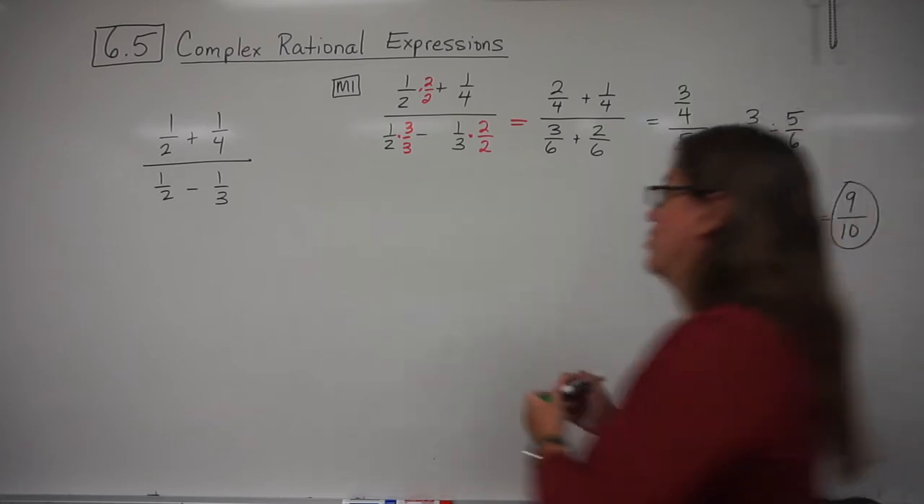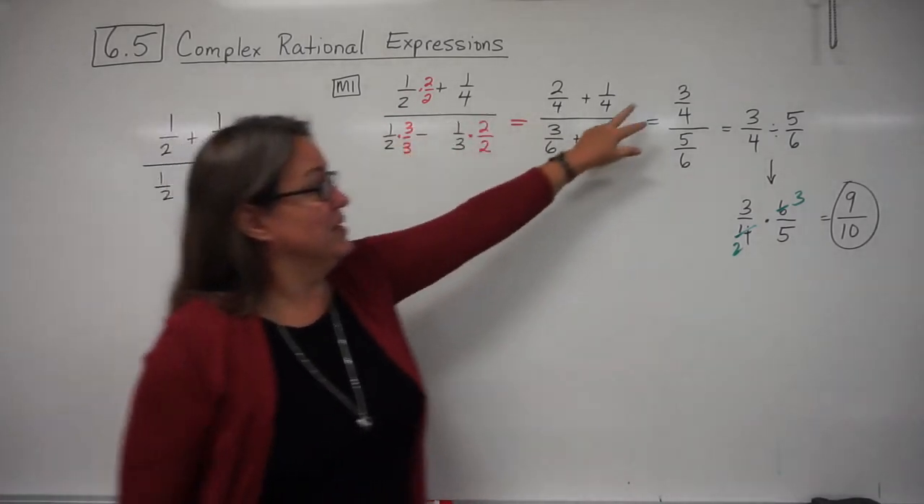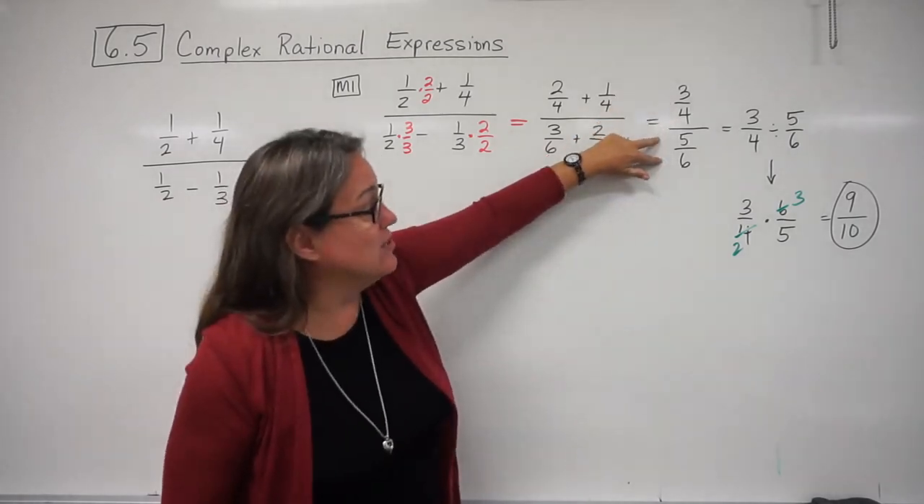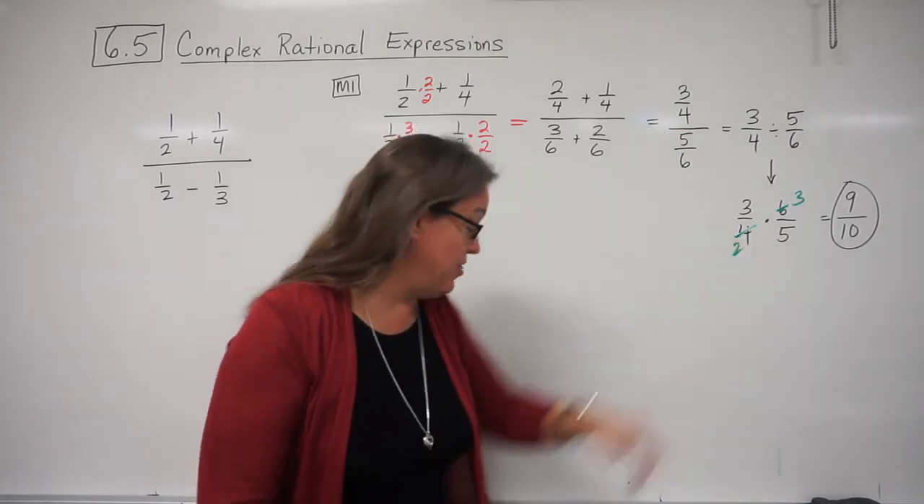So sometimes in order to use method 1, you have to go through a few steps first because you've got to have a single fraction on the top and a single fraction on the bottom before you can use this invert and multiply method.